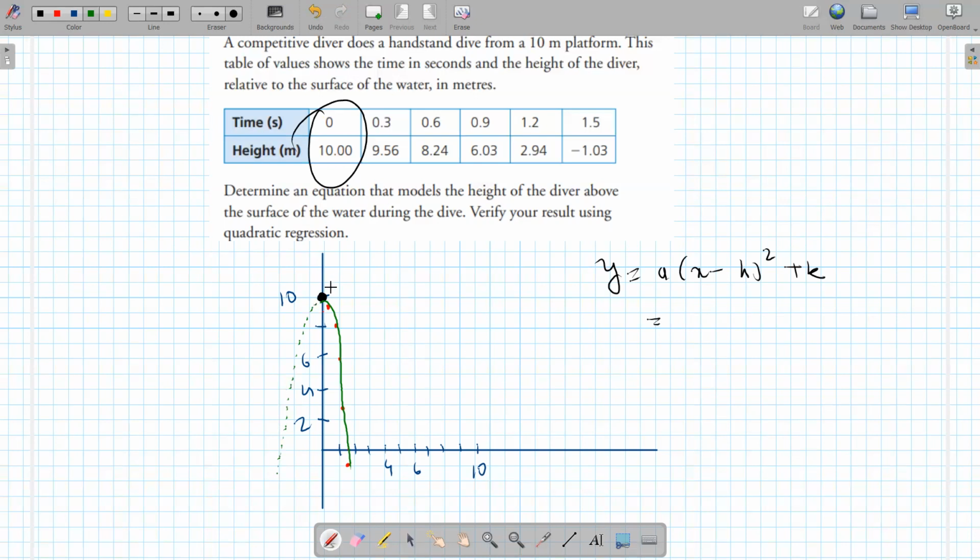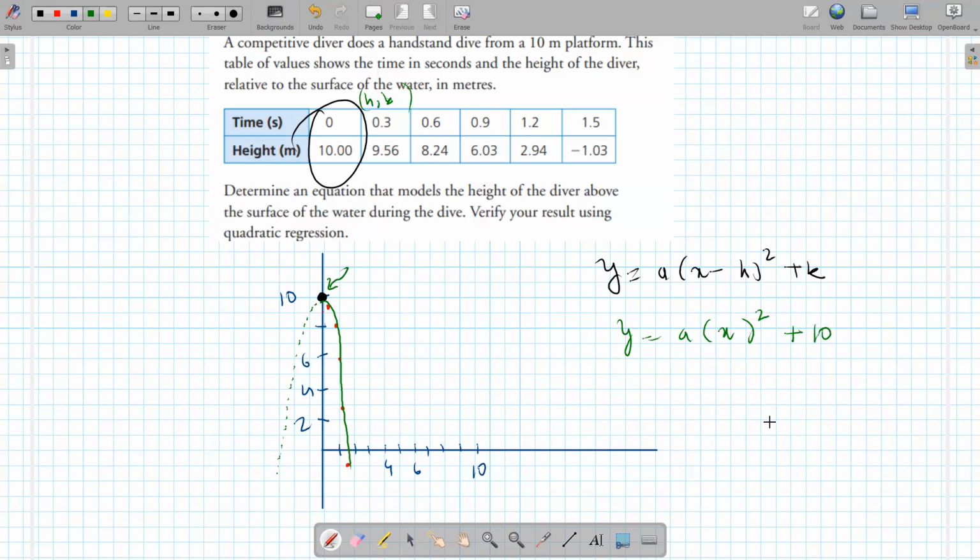So what's our vertex? What is this point? 0, 10. So put y as 10, put x as 0. Not x, not y, that's our h comma k. So put h as 0, so x minus 0 squared is just x squared, plus k is 10.